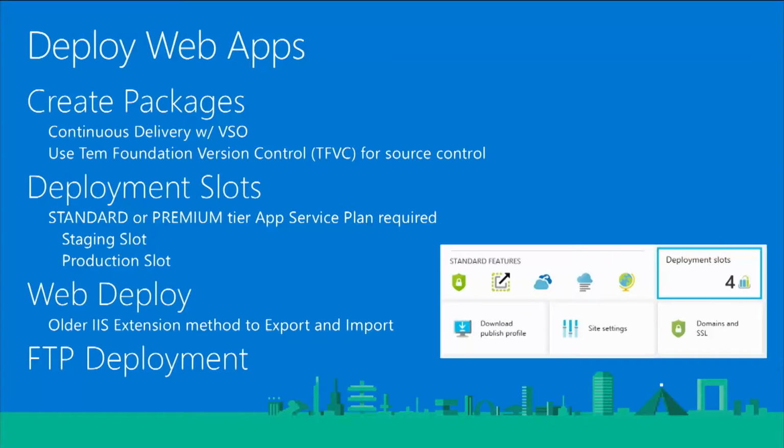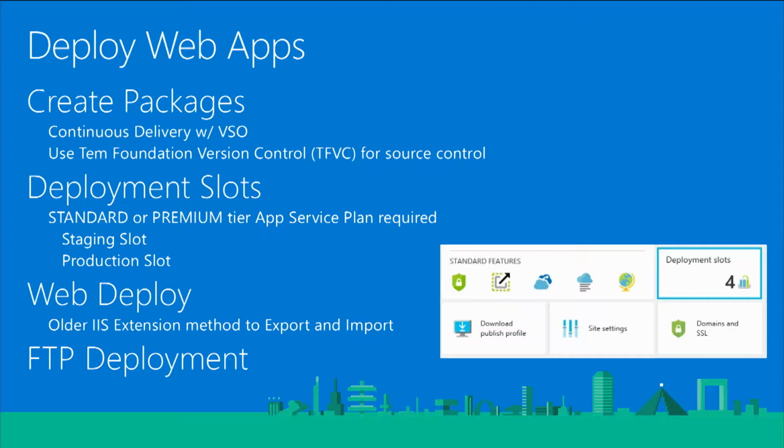One of the things I wanted to talk about is deploying web apps. When we talked about deploying web apps earlier, we talked about how you can use FTP, you can use continuous integration, you can use web deploy. I wanted to come back to this because in the new portal, the UI has changed a little bit on how you do deployment. I'm referring back to what we talked about earlier. You can still do web deploy. You can still use FTP. You can still do continuous delivery. All of this is supported in the new portal.